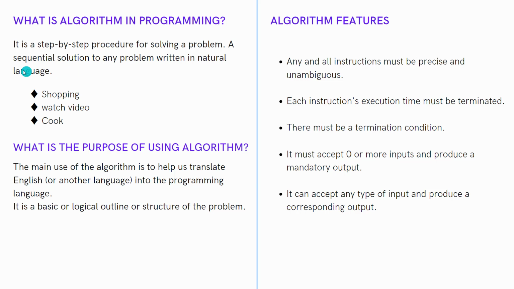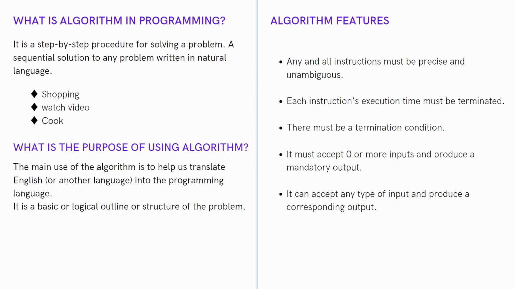It is also a sequential solution to any problem written in natural language. For example, if you want to go shopping, first you have to list the items that you don't have. So that's step one. The second thing is, in order to get those items, you have to go to the shop. That's step two. Step three, you grab all the items on your list and complete the shopping, right? You're just following a step-by-step procedure while shopping.